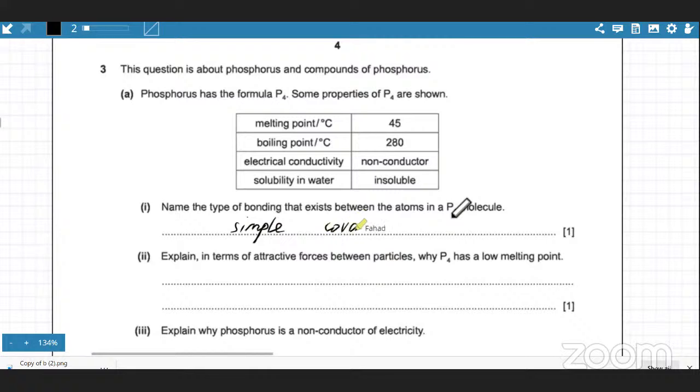Low melting points and a non-conductor, which means, and it's a non-metal as well. So it's going to be a simple covalent molecule. If it had been a giant covalent structure, the melting and boiling points would have been much higher. The next part of the question is explain in terms of attractive forces between particles why it has a low melting point. They are weak. There are weak intermolecular forces.